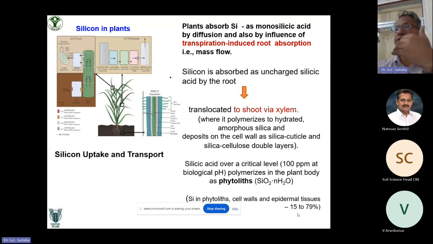But probably we don't achieve this much accumulation because of low mobility. Even if there is 50% accumulation in the leaf epidermal tissue, we can improve the resistance against most of the pests and diseases. This is what we can achieve.